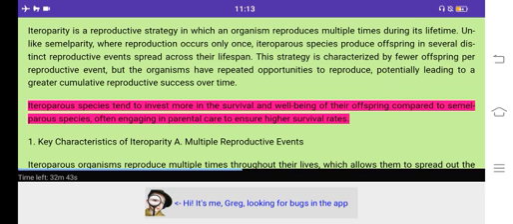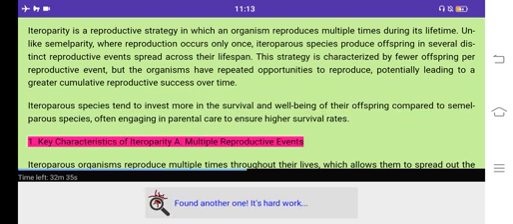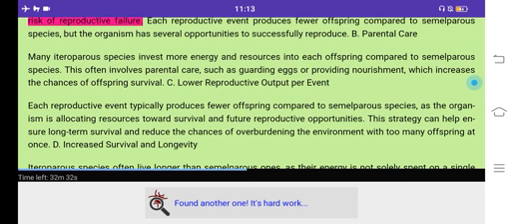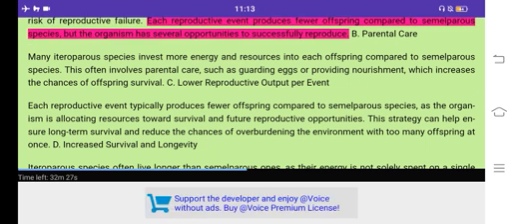Iteroparous species tend to invest more in the survival and well-being of their offspring compared to semelparous species, often engaging in parental care to ensure higher survival rates. 1. Key characteristics of iteroparity. A. Multiple reproductive events. Iteroparous organisms reproduce multiple times throughout their lives, which allows them to spread out the risk of reproductive failure. Each reproductive event produces fewer offspring compared to semelparous species, but the organism has several opportunities to successfully reproduce.